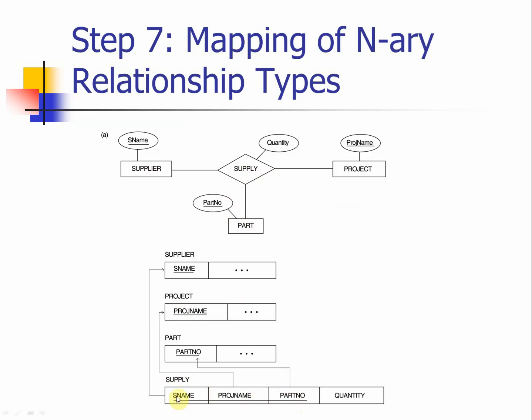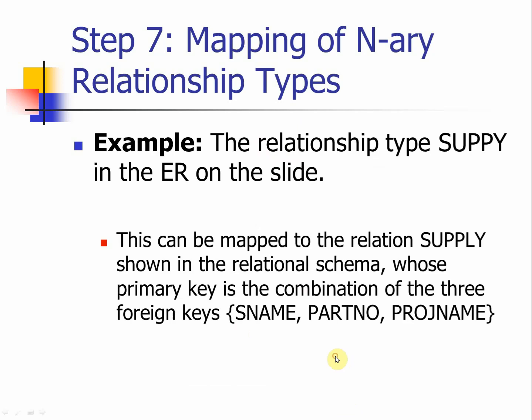And then every single one of those will form a foreign key linking back to the original one. If there are any attributes that come with this relationship, we also need to include those attributes. So this is how we are able to convert the unary relationship. This is exactly what we have said. This maps to the relation supply, showing all of these things. The primary key is S name, part number, project name.